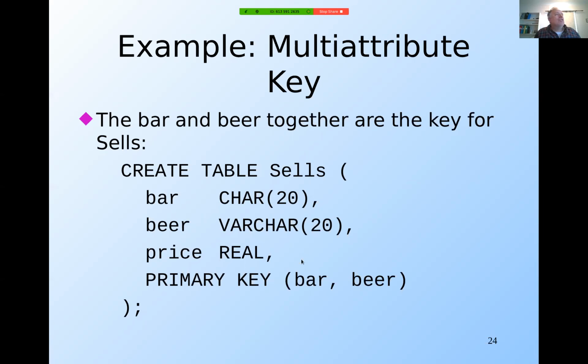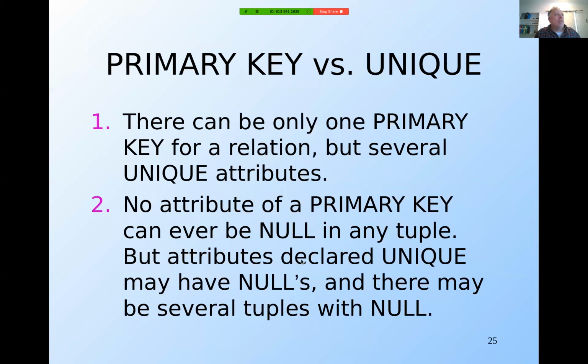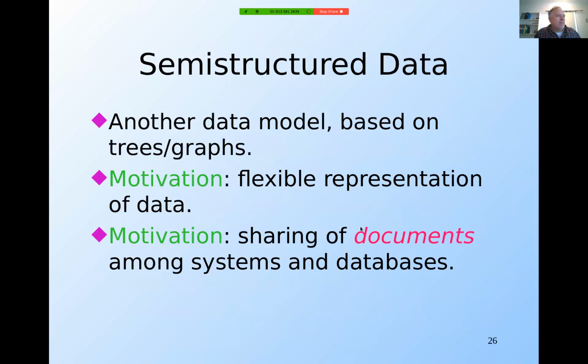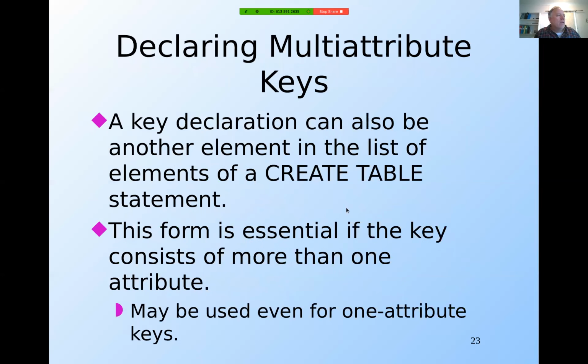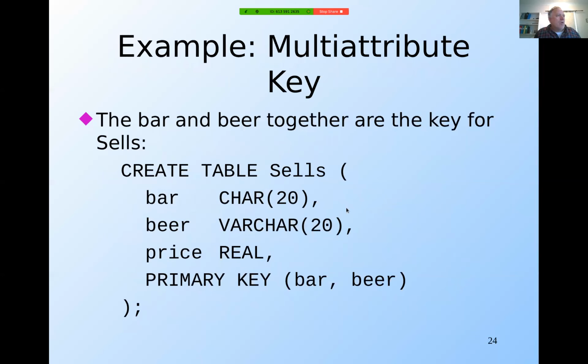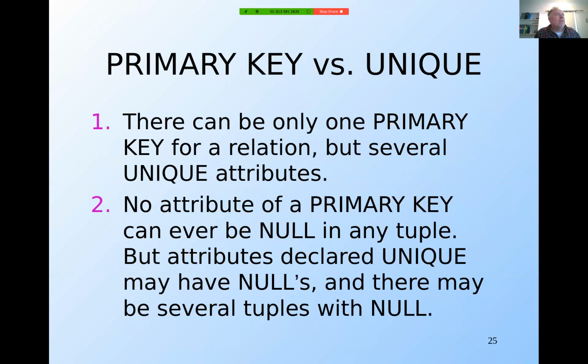Okay, primary key versus unique. There can only be one primary key for a relation, but several unique attributes. So what does unique mean? Unfortunately, I don't have much of it here. I don't know, should I risk it? We'll get to unique later, but let me just say it verbally here, what unique is about.